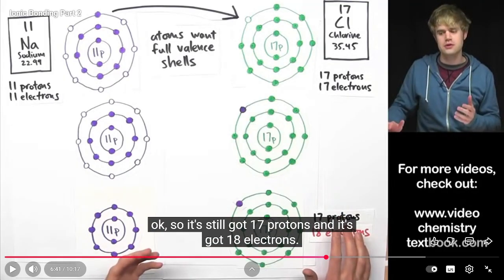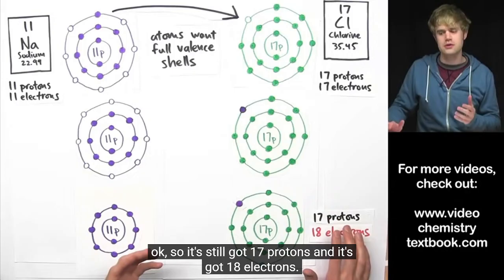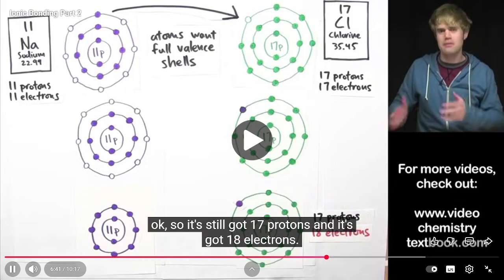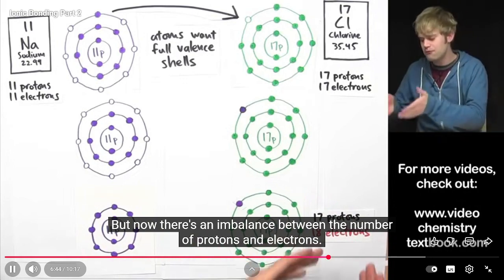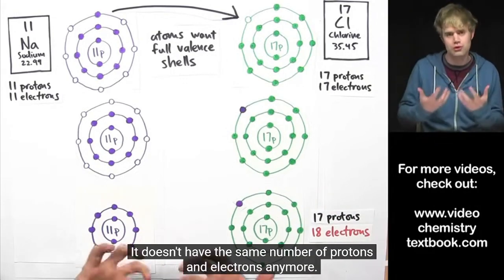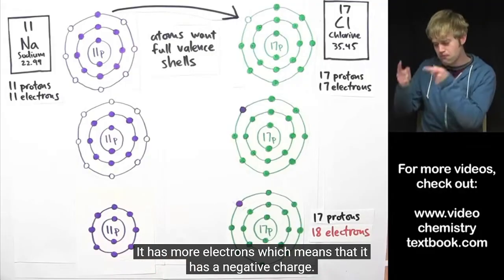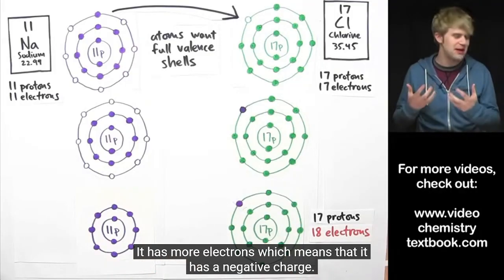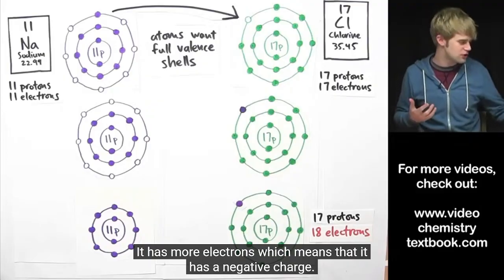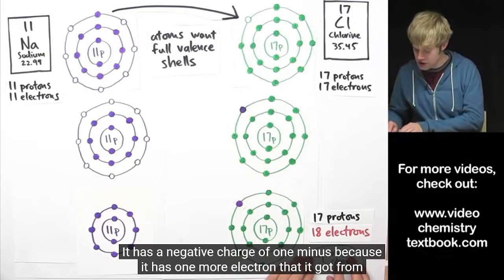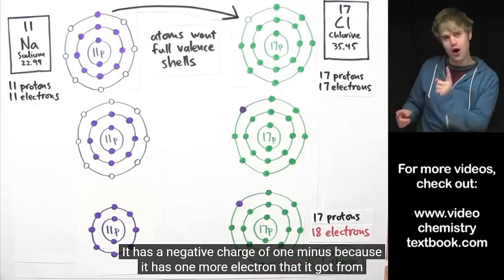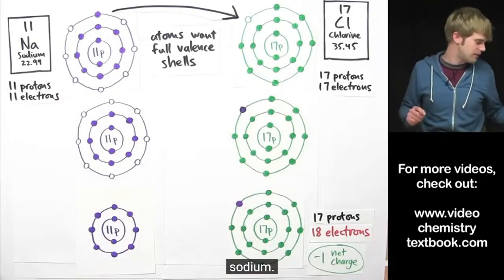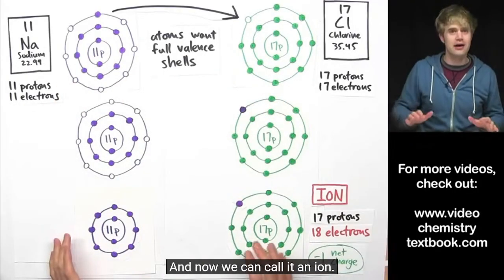So what is its net charge? Is it positive or is it negative? Negative, because it has more electrons, which are negative. But now there's an imbalance between the number of protons and electrons. It doesn't have the same number of protons and electrons anymore. It has more electrons, which means that it has a negative charge. It has a negative charge of 1 minus because it has one more electron that it got from sodium. And now we can call it an ion.